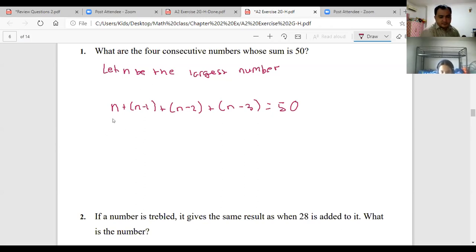4N minus 3 plus negative 1 plus negative 2 plus negative 3. What is it? It's like negative 1 plus negative 2, plus negative 3. What is it? It is negative 6.